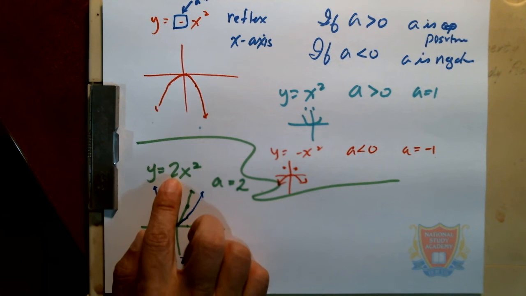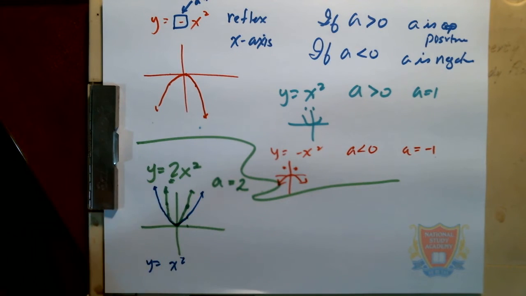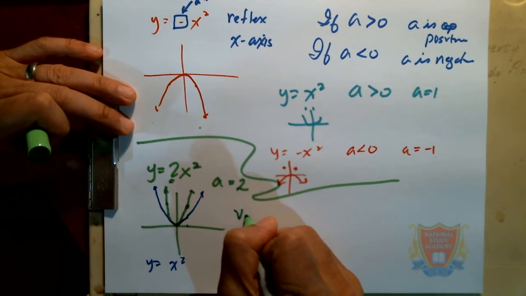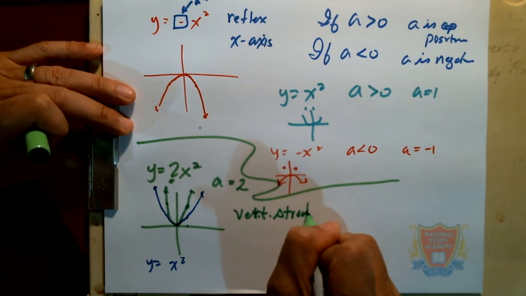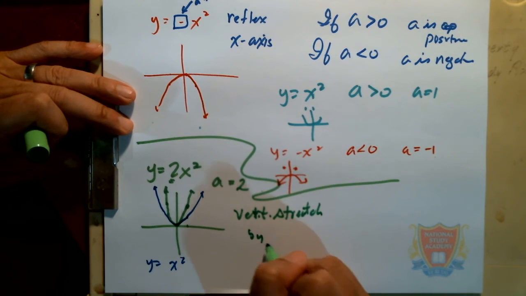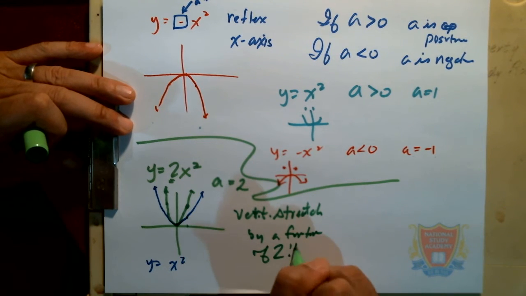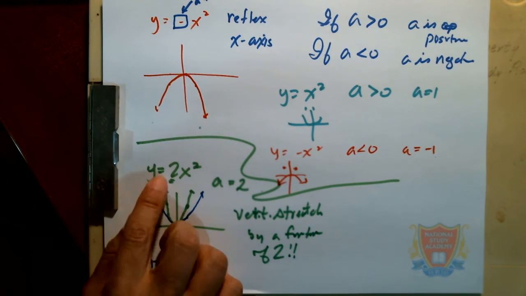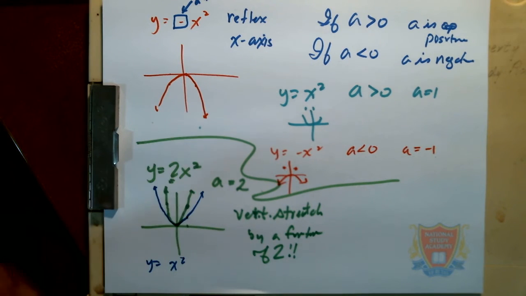In fact, we call this a vertical stretch by a factor of 2. Let's do this again. Vertical stretch by a factor of 2. Okay? So if this is like 10, it becomes extremely skinny. All right? Let's go on to some more examples.